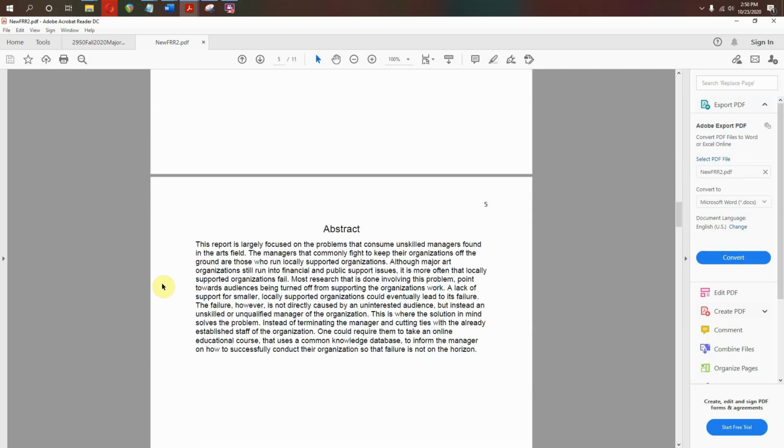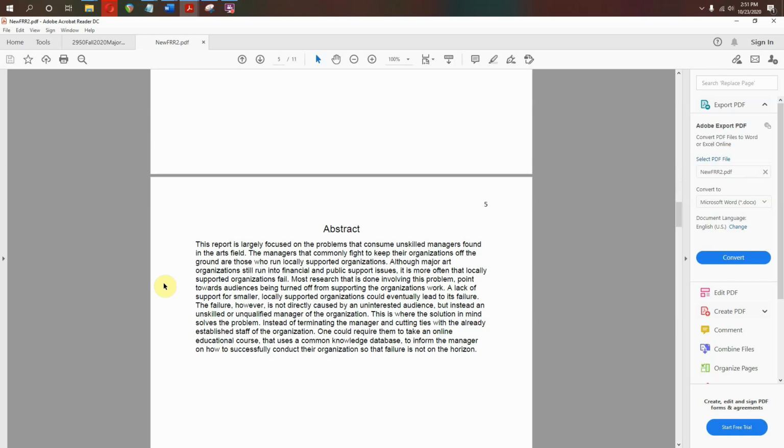The abstract, we have a long paragraph. You need to always break paragraphs into chunks, but let's see what they're saying. "This report is largely focused on the problems that consume unskilled managers found in the arts field. Okay. Managers that commonly fight to keep their organizations off the ground, are those who run locally supported organizations. Although major art organizations still run into financial and public support issues, it is more often that locally supported organizations fail. Most research that is done involving this problem for no real reason, points to our audience being turned off from supporting the organization's work.